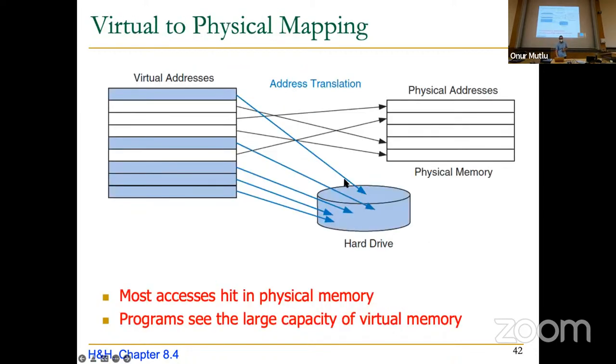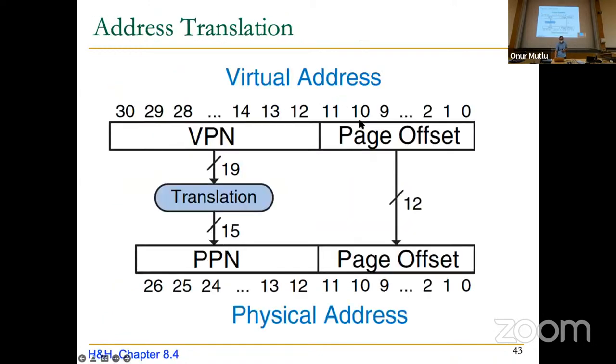So clearly, we need to do some address translation. How does that work? This is from your book. You can see the chapter over here. But basically, you have, in this particular case, a 31-bit virtual address. Page size is 4 kilobytes. This is byte addressable. So you have a page offset of 12 bits to decide the bytes in the page. That doesn't get translated.